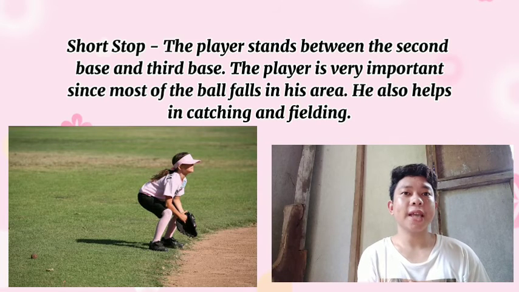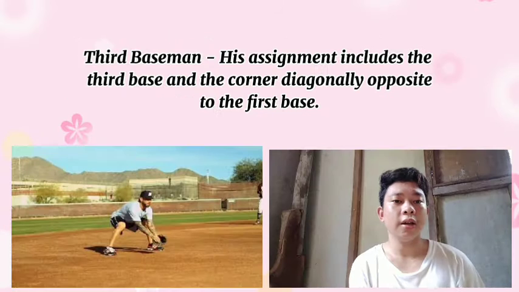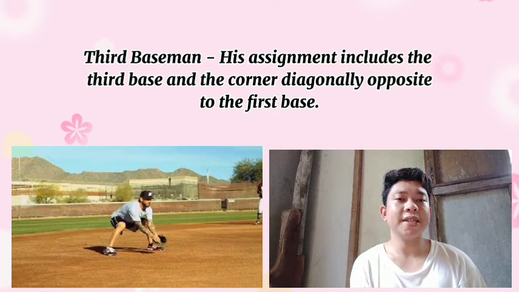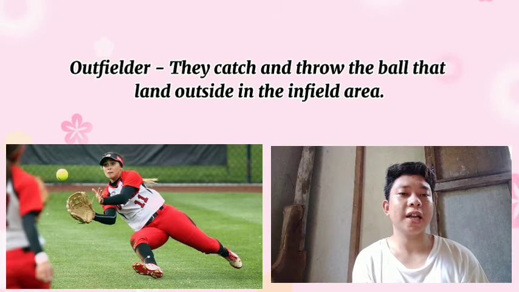Next is the shortstop. The player stands between the second base and the third base. The player is very important since most of the balls fall in his area. He also helps in catching and fielding. Next is the third baseman. His assignment includes the third base and the corner diagonally opposite to the first base. Next is outfielder. They catch and throw the ball that lands outside in the infield area.